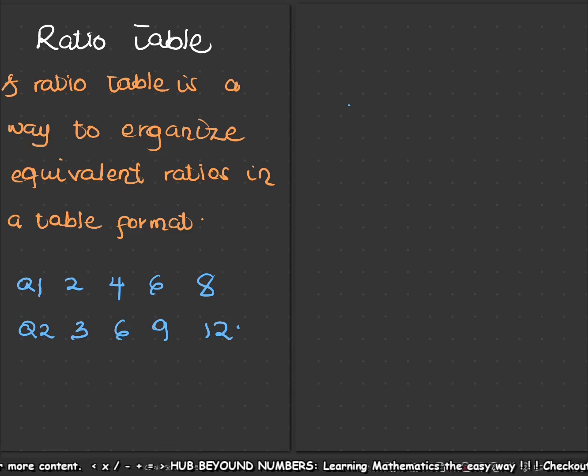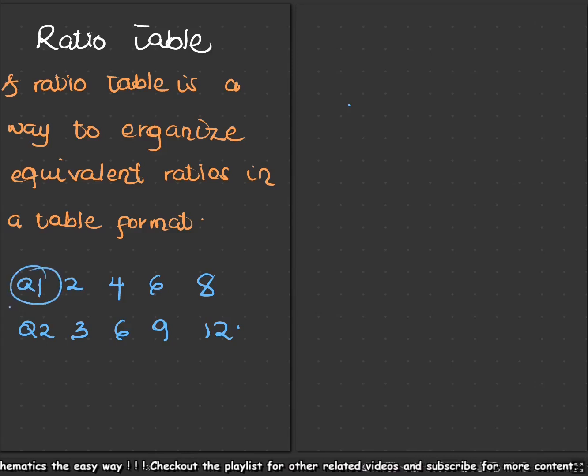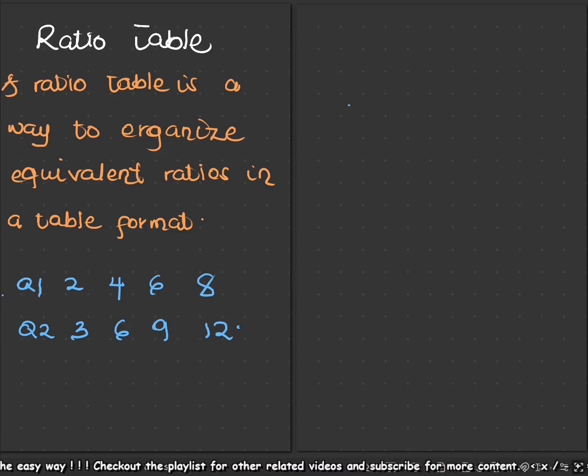Okay, so now that we know about equivalent ratios, let's look at what the ratio table is. So as you can see here, the ratio table is a way to organize equivalent ratios in a table format. You see, so if we have this quantity here, I've named quantity 1, and then this here being quantity 2. So if their basic ratio is 2 is to 3, that is this one over here, 2 is to 3.